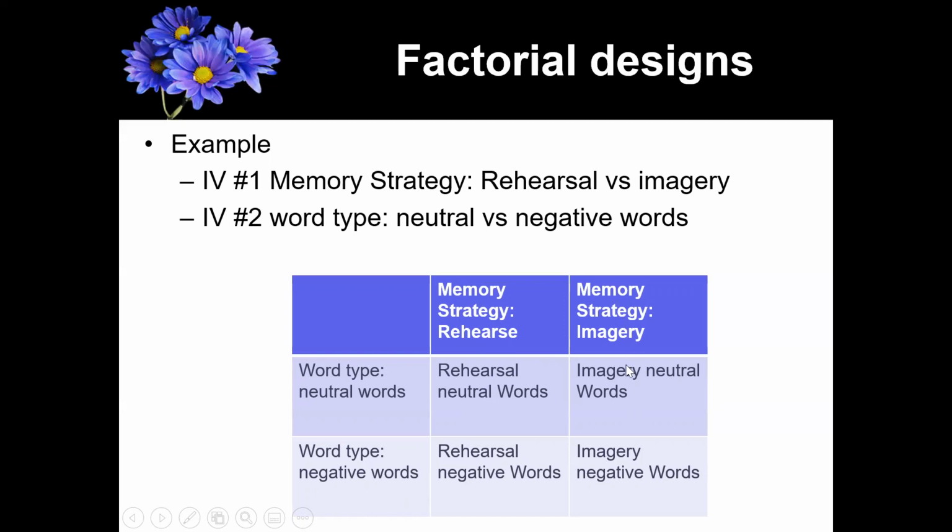Over here, we're going to have the imagery, remember, visualizing the words, in that column. I think I said column before, I meant to say row, but here we have the imagery column and the neutral word row. So crossing these two, we're going to get imagery for neutral words. And then lastly, we're going to do the imagery column with the negative words row, meaning imagery for negative words.